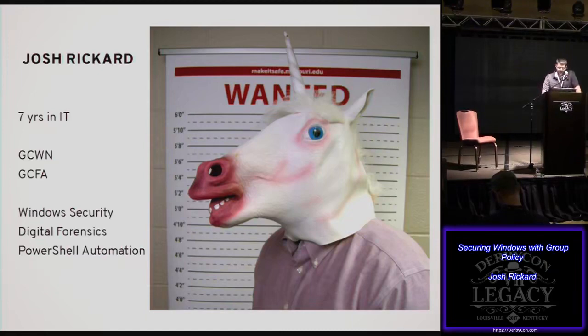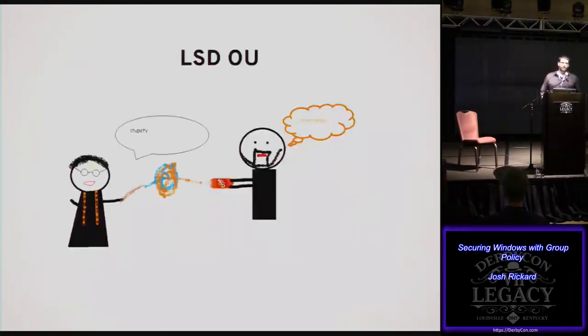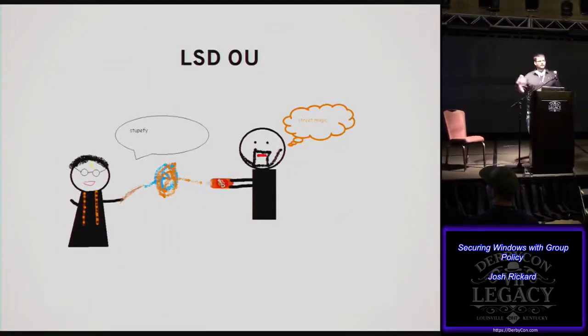Before we dive into group policy and what we can actually do, we should understand how it gets applied, right? One of the biggest things is an acronym called LSDOU. Anyone ever heard of it? It's not the drug. LSDOU means local, site, domain, and organizational unit. So every single group policy is applied in that order. And we'll go through it.